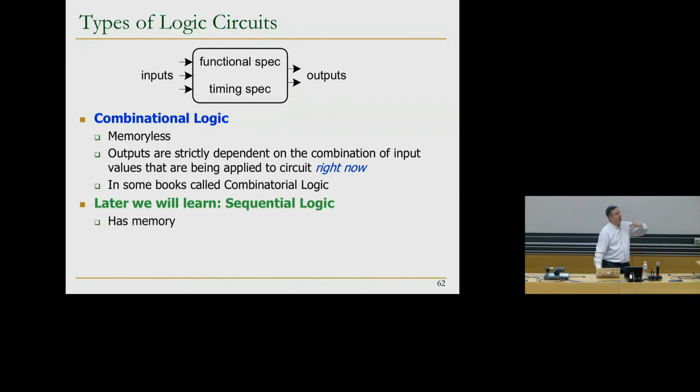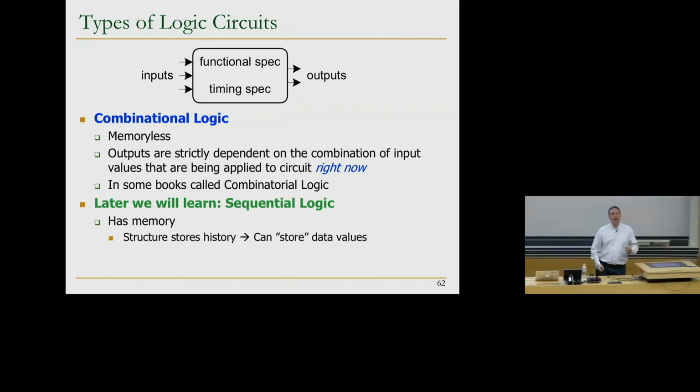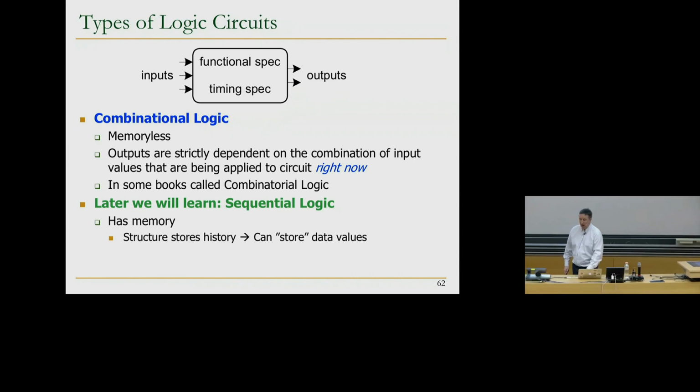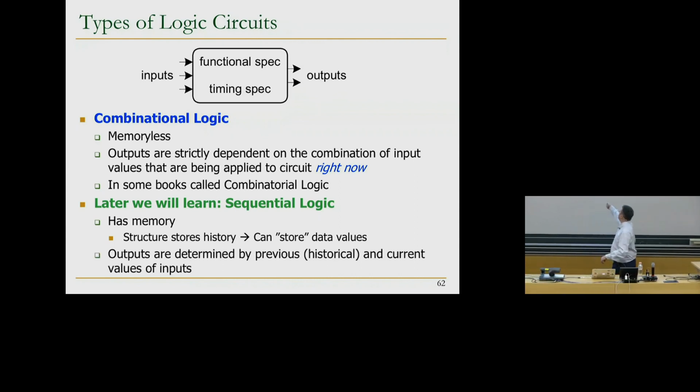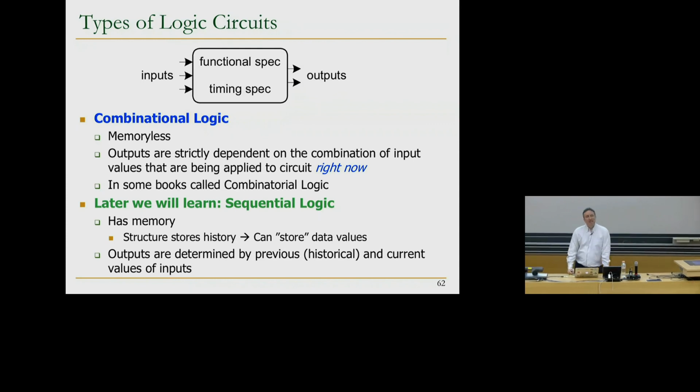Later, in the second part of next week or the following week, we will see sequential logic, which has structures in it to keep the history of what has happened before. So it can remember what has happened. And then the outputs are not determined by the current inputs, but by previous history, anything that you have told it, it will remember. And, you know, say, I remember. There is no going back from this.